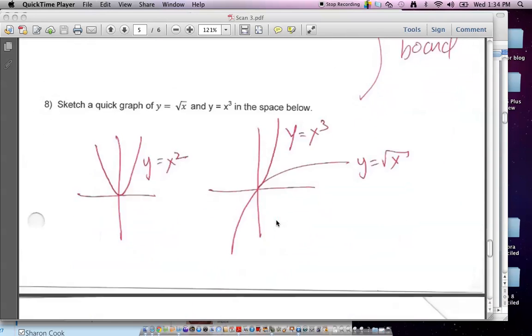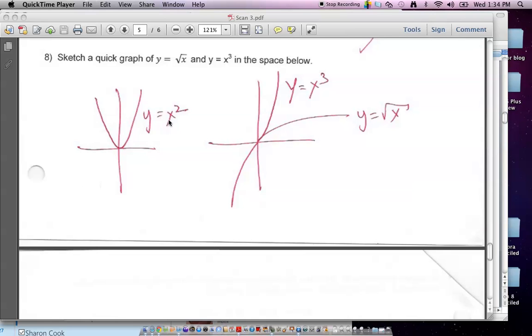Now, number 8, sketch a quick graph. Now, these are what we call parent functions. They're the generic form of something cubed, of something squared, of something square-rooted. And you need to learn to recognize these functions. This is y equals x squared. It looks like this. This is y equals x cubed. It looks like this. If you ever forget what they look like, you could just type them into your graphing calculator and get a view, okay?